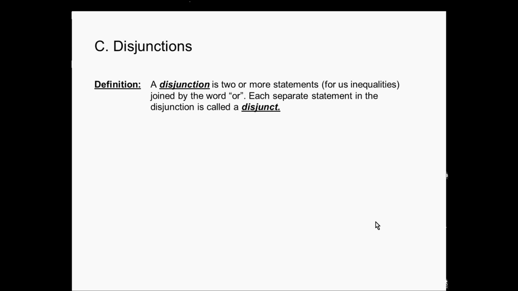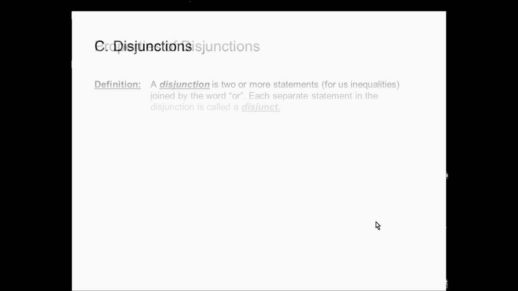You'll actually see the word or in the statement. So each separate statement in the disjunction is called a disjunct. Now ands never become ors, and ors never become ands. So now the properties of disjunctions.